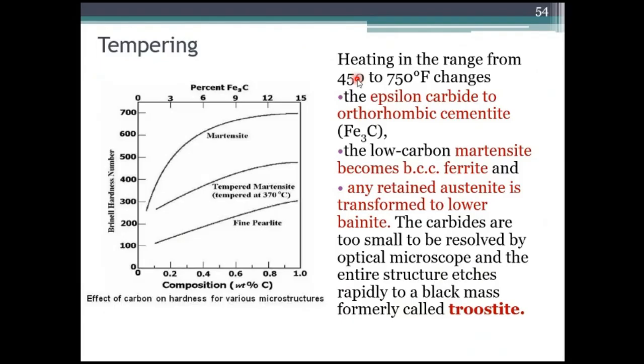Some black mass structure will be formed which we call troostite. That troostite, that black mass structure which is formed out of carbides, which can be viewed through an optical microscope, will be giving you comparatively a better yield of hardness.